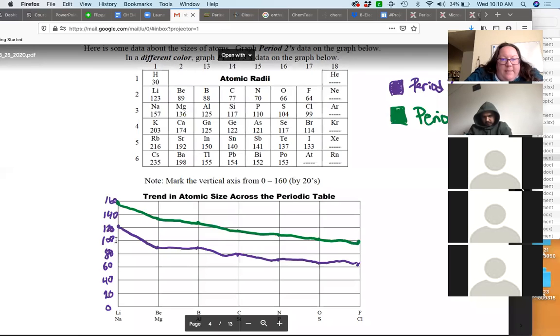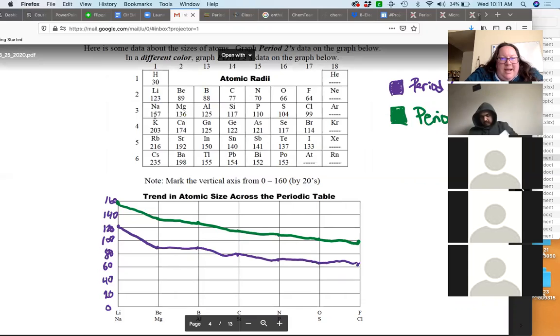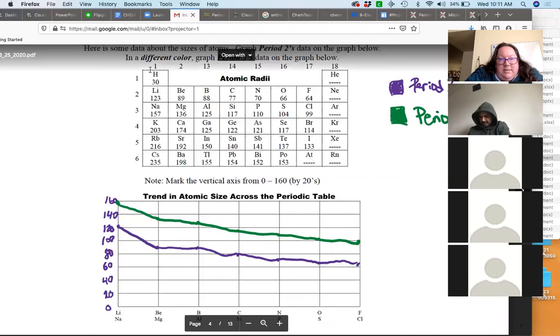So for example, if I'm comparing lithium and sodium. Lithium is what I see in purple, that's right here. Sodium is what I see in green, that's right here. So as I'm moving up a group, my atomic radii decrease. So notice here in period 6, 235, that's my largest atomic radii. As I move up to hydrogen, that's going to be my smallest atomic radii.